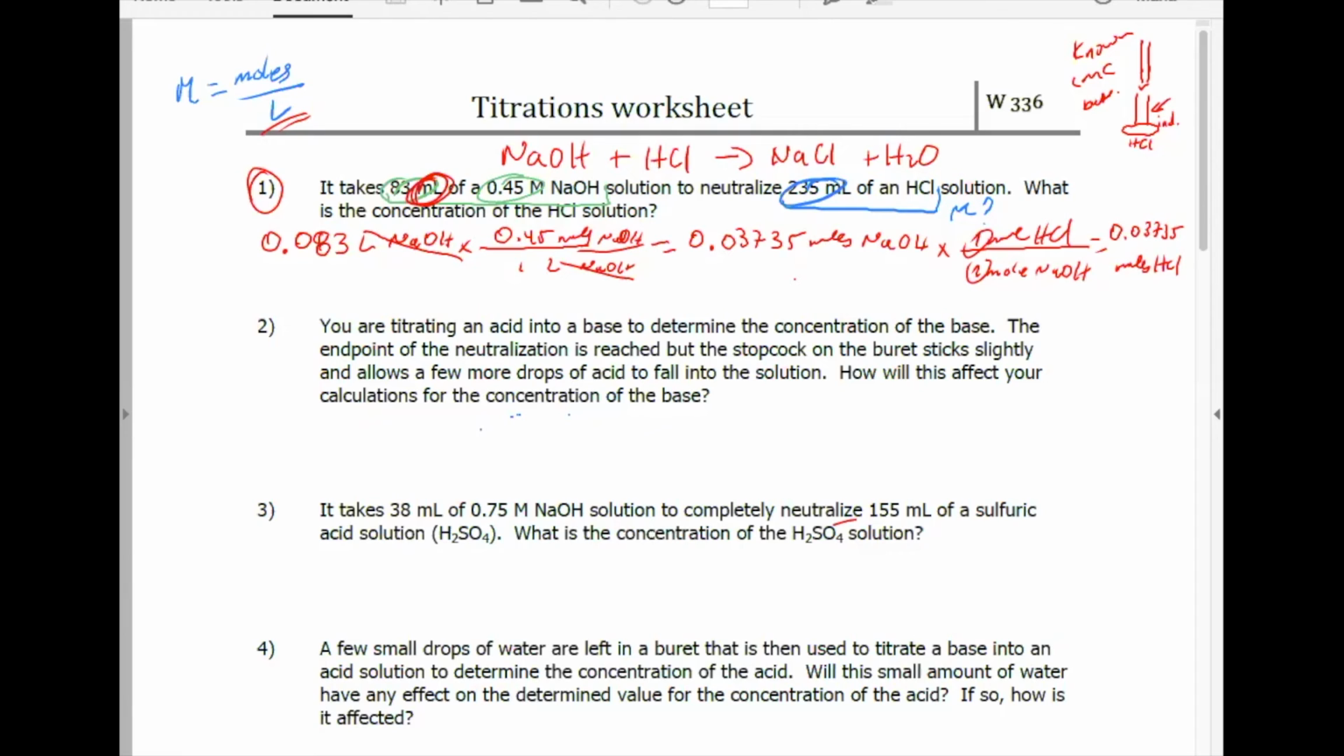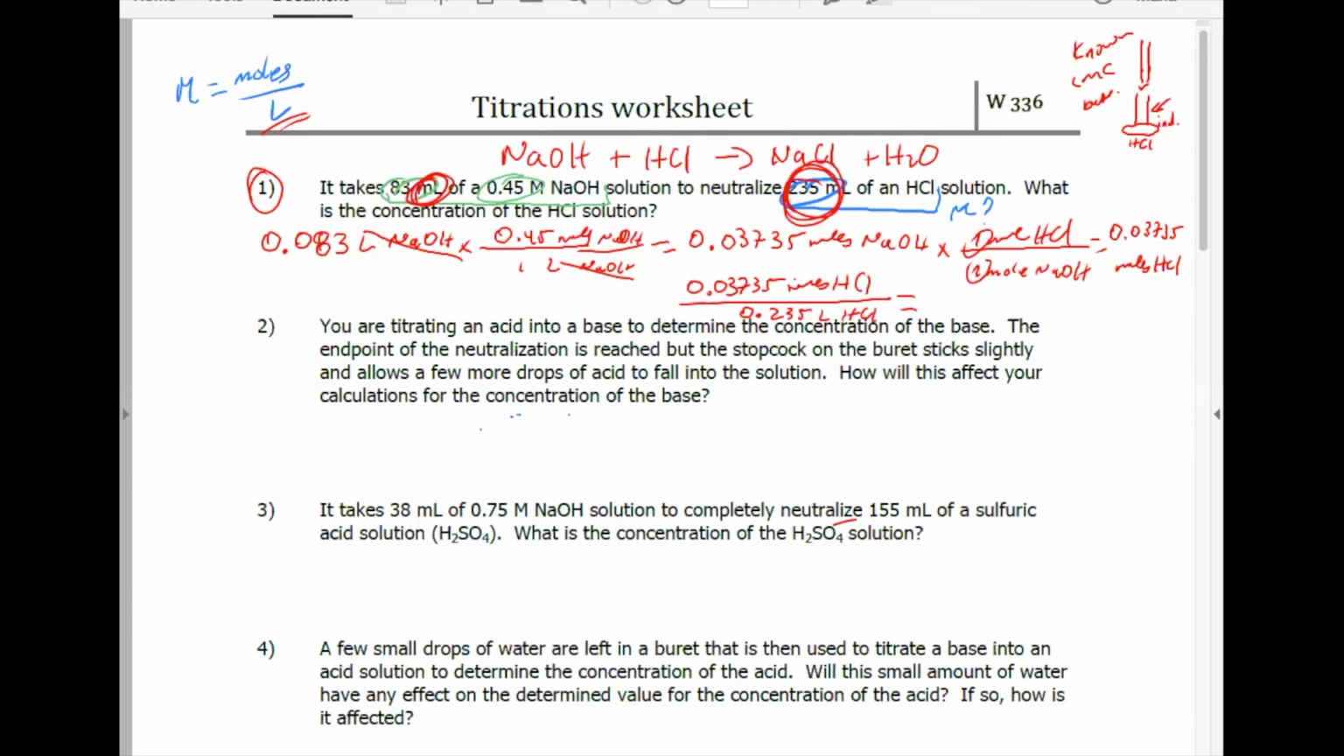So we take the number of moles, 0.03735 moles of HCl, over the 0.235 liters of HCl. If you are still wondering where I got the 0.235 liters, that comes from the volume, 235 mL. We convert to liters by dividing by 1,000, so we move the decimal point 3 times to the left. That's where the 0.235 comes from.